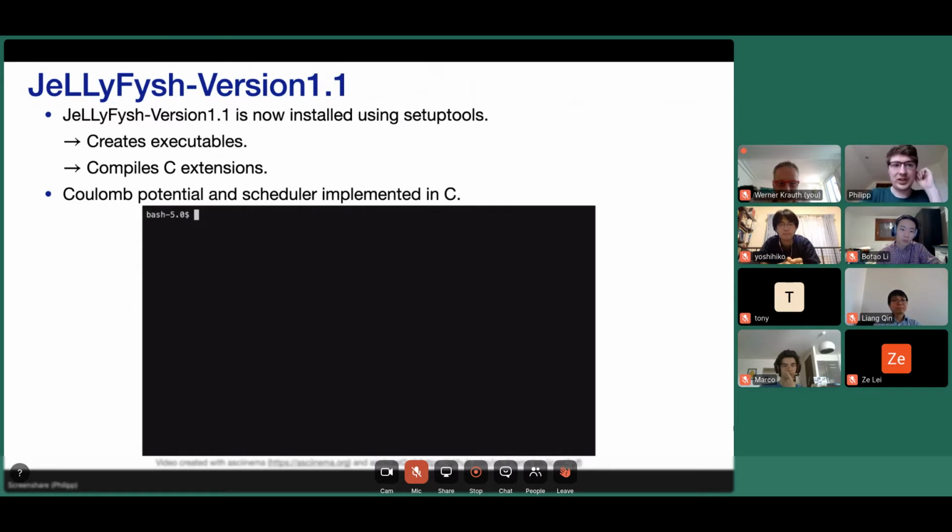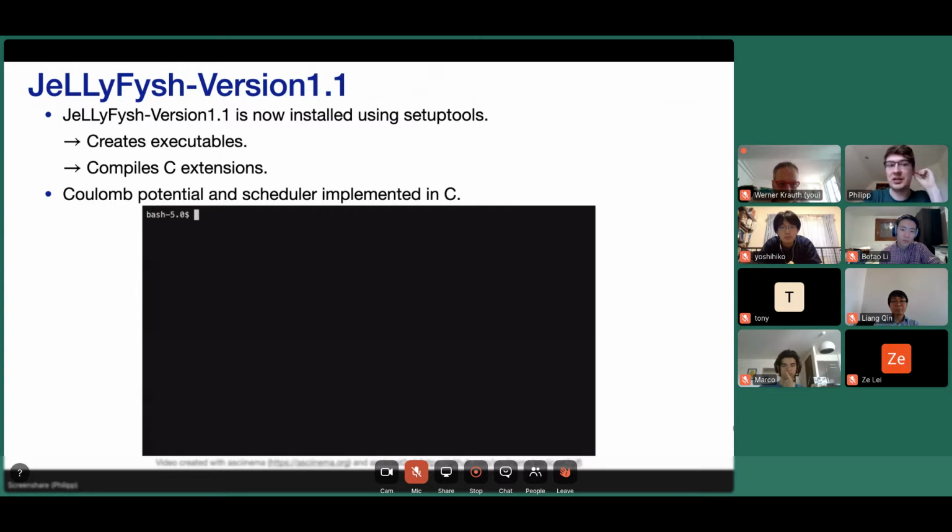So the first thing we changed is that JeLLyFysh version 1.1 is not installed by cloning the repository, then going into the directory and doing everything itself, but now we use setup tools. These setup tools on the one hand create executables, so we get rid of this run.py script, so to say, but it also compiles C extensions. These C extensions were actually the first reason why we needed the setup tools, because we didn't want to ask the user to compile every C extension we have themselves.